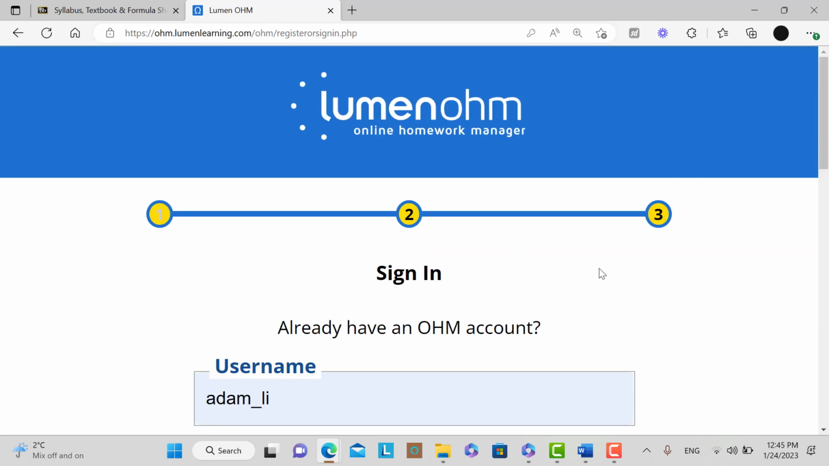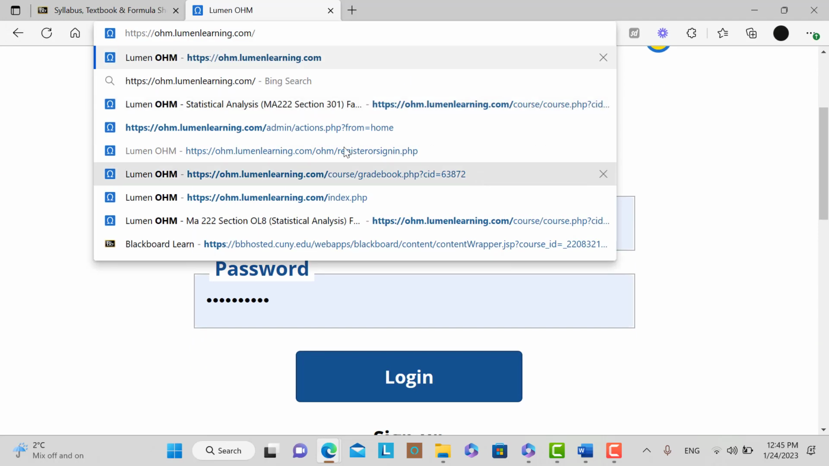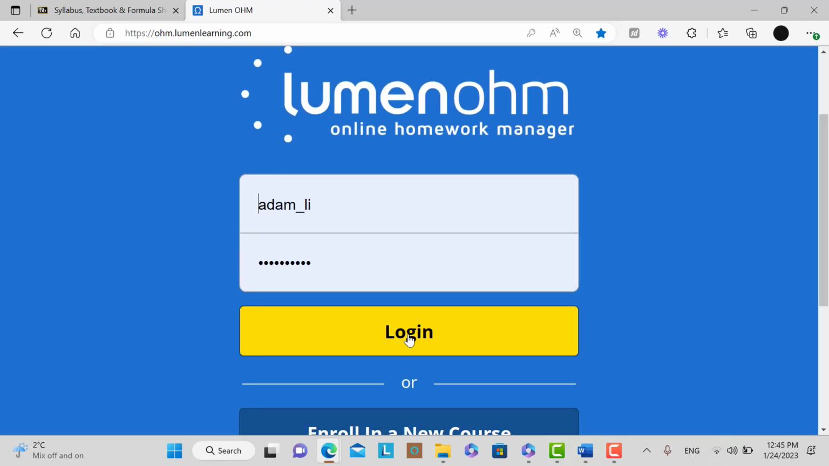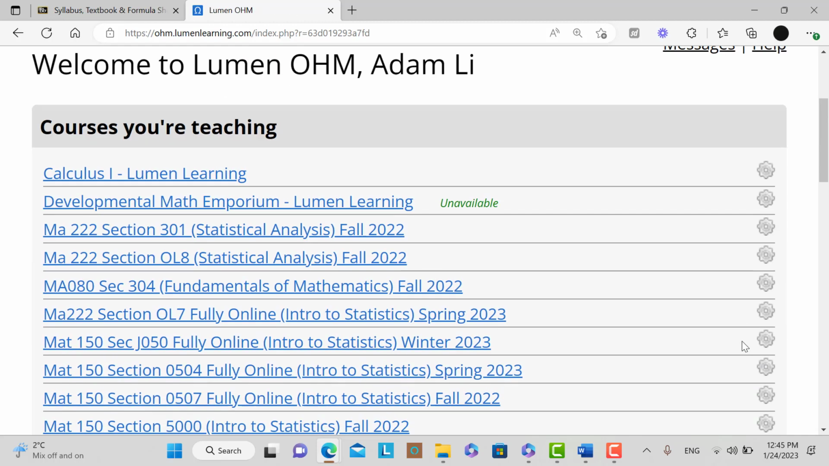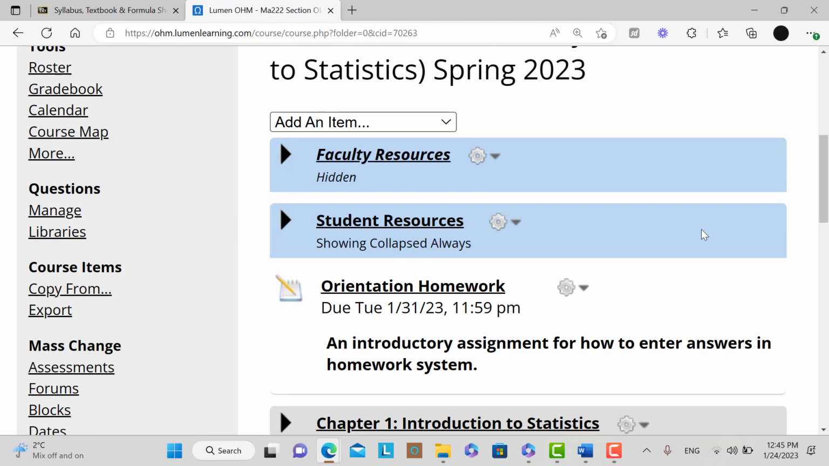Now, once you create an account, then you can log in. You can go to the home page. Let's go to the home page here. And let's log in to the system. Let me show you what it looks like in our homework system. Okay. Then you're going to scroll down. You're going to see Ma222 section OL7 fully online.